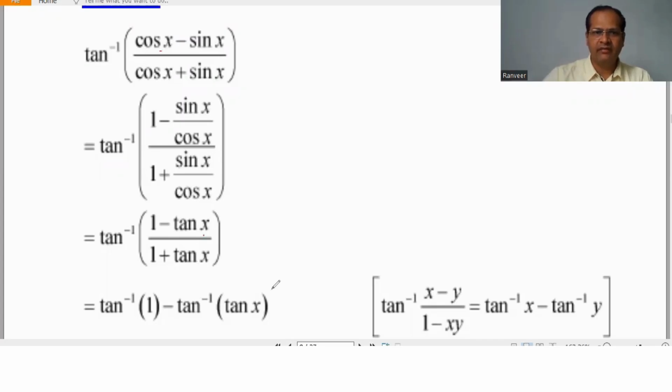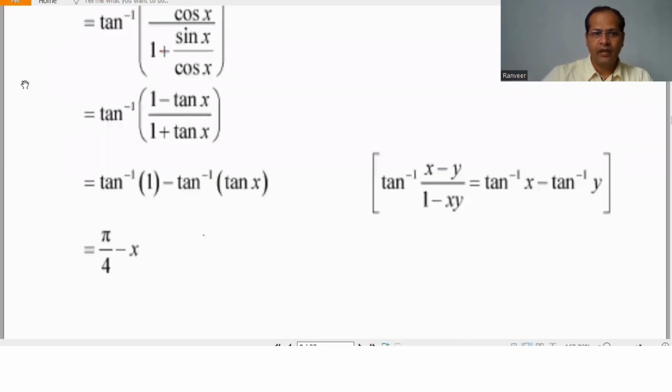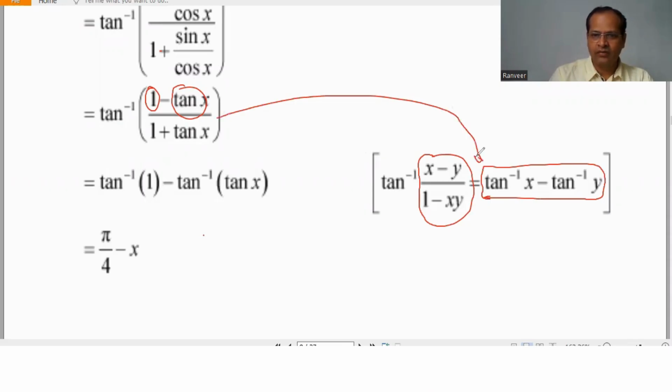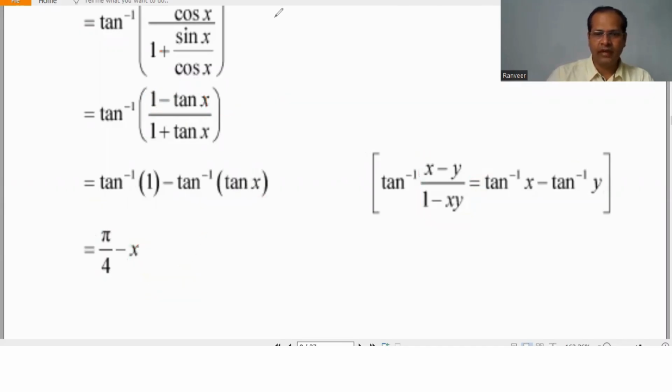Now, this is a very, very important conversion. Whenever we have tan inverse of 1 minus tan x by 1 plus tan x, this is the formula of tan inverse x minus tan inverse y, that is tan inverse of x minus y by 1 plus xy. So we have to convert this into this particular format. For that, we can write tan inverse 1 minus tan inverse tan x. Tan inverse 1 is nothing but pi by 4, and tan inverse tan x equals x, so this is the value.